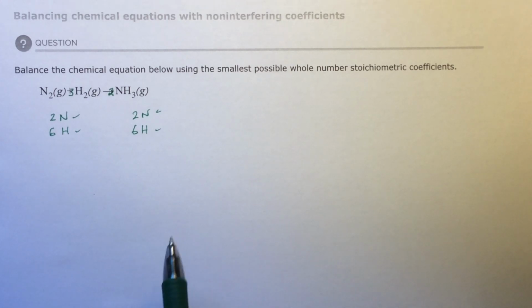Now, this is a simple example. It gets way more complicated. But you start in the same way. You look on one side and move to the next and go back and forth until everything is balanced. All right, I hope it helps.